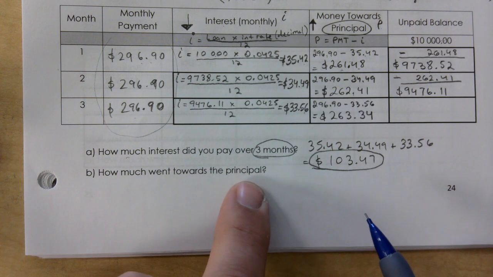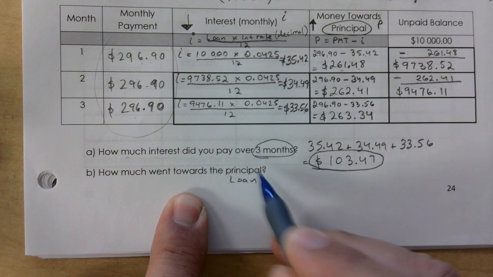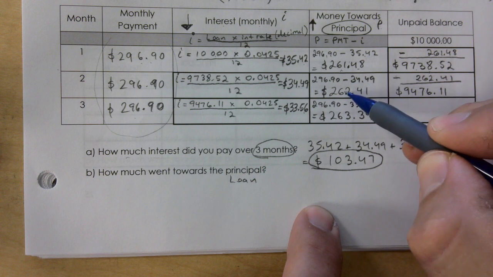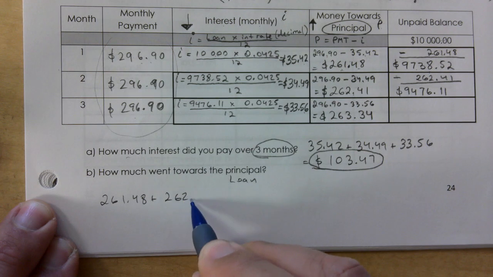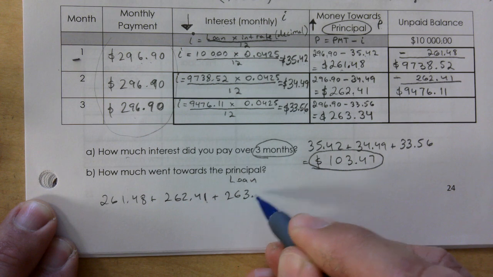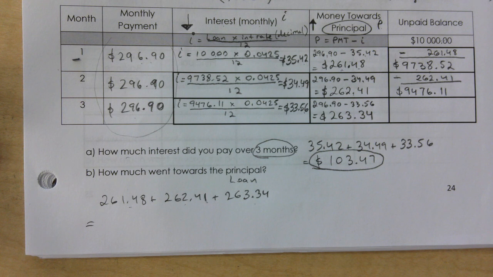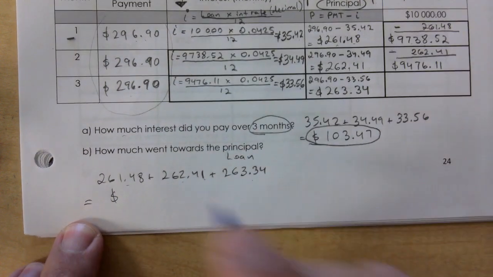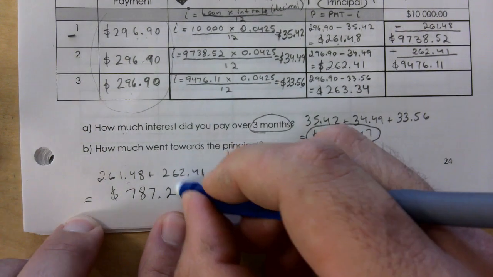How much went towards the principal? Like how much went towards the loan, right? That's what they're asking here. And so you add up the principals. That's 261.48, 262.41, and 263.34. Those 3 months, you add those up. And that is 787.23.